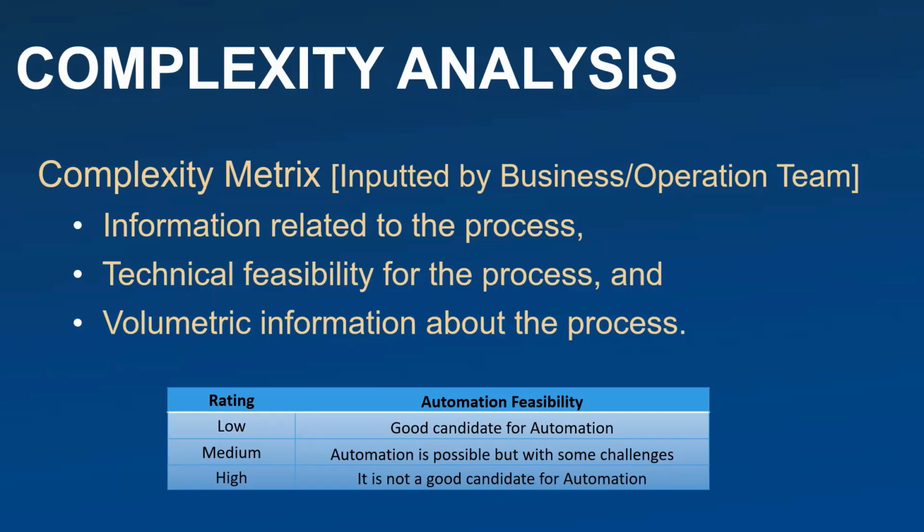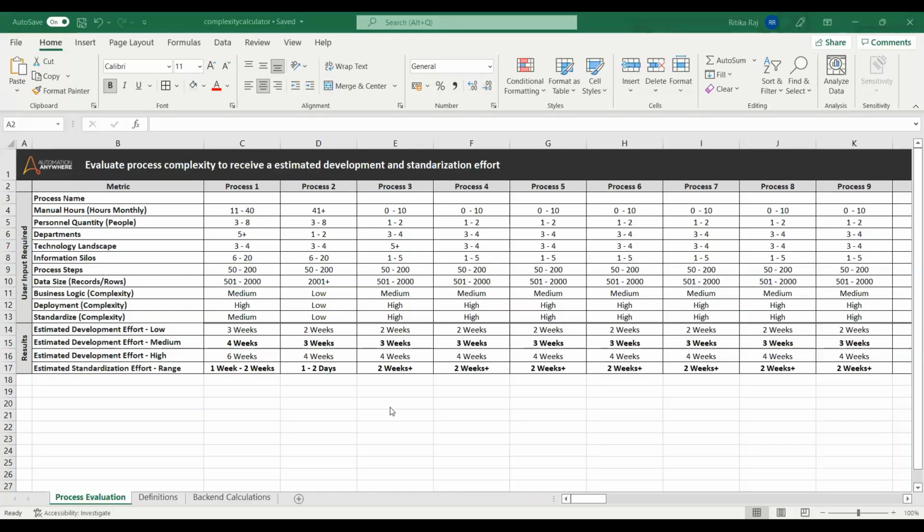So let's talk about what the complexity metrics is and how it looks. This is our complexity calculator, which we also call complexity metrics. These are the metric parameters using which we determine the estimated development and standardization effort of this process. The metric factors I have considered here are taken from the reference of the Automation Anywhere website.